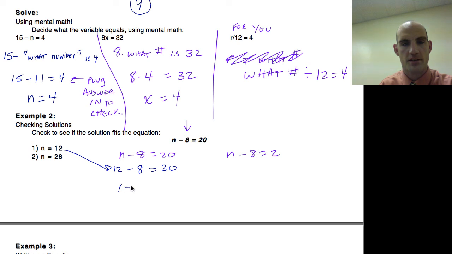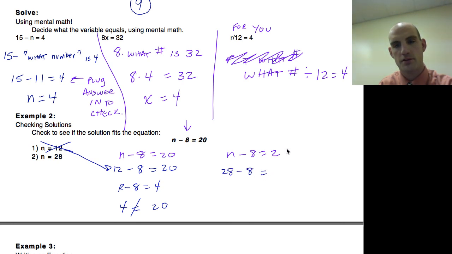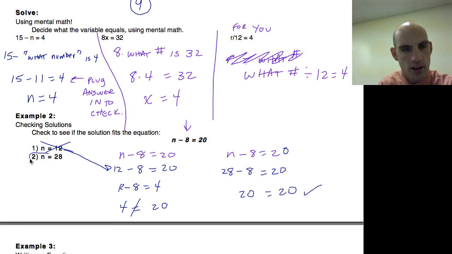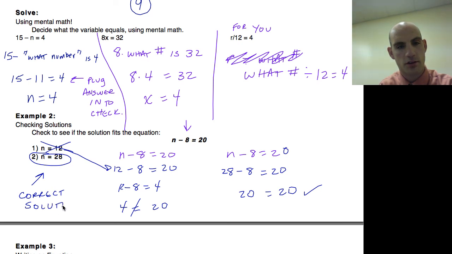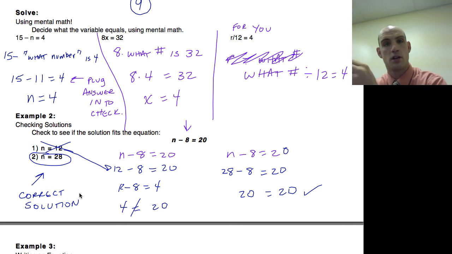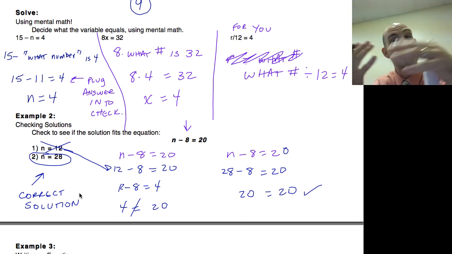And 12 minus 8 equals 4. And 4 is not equal to 20. So this one does not work. But if I plug in 28 over here, I have 28 minus 8 equals, and that should be 20. And that is true because 20 equals 20. And so this is the correct solution. All we're talking about in this section is plugging in variables or solving for variables and checking our solutions.